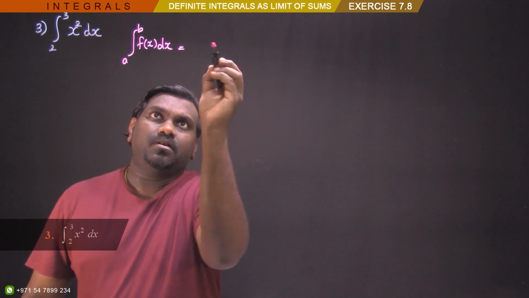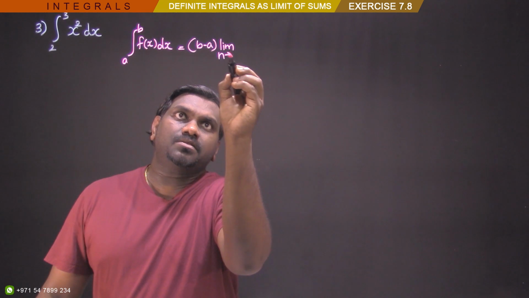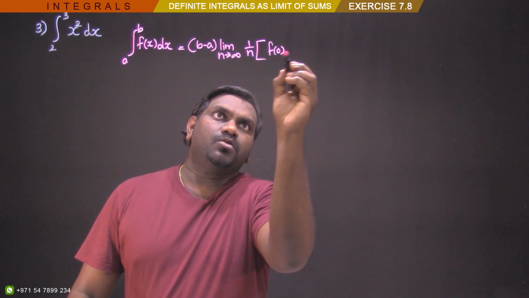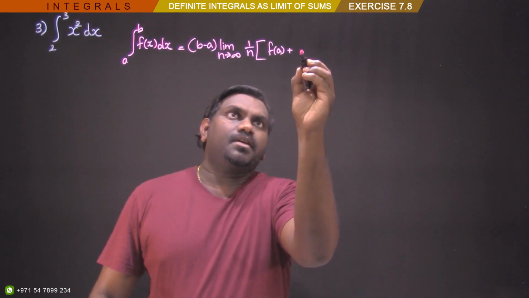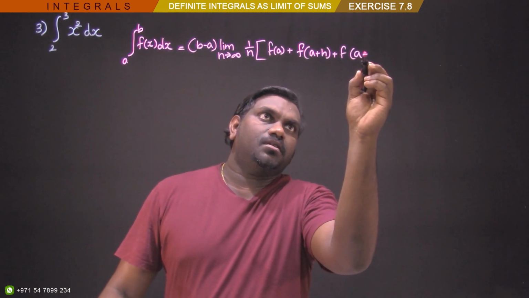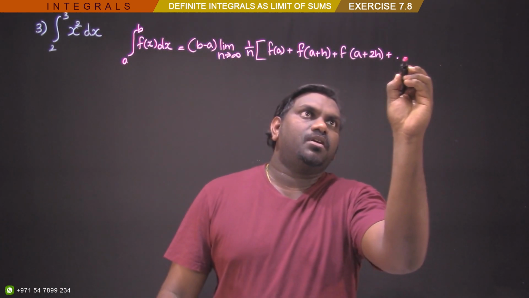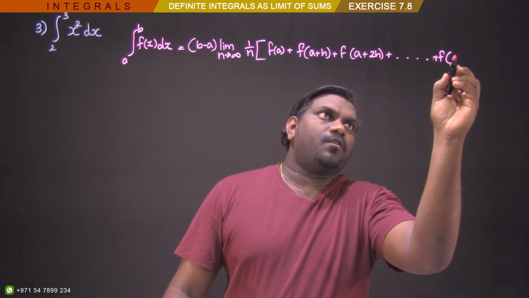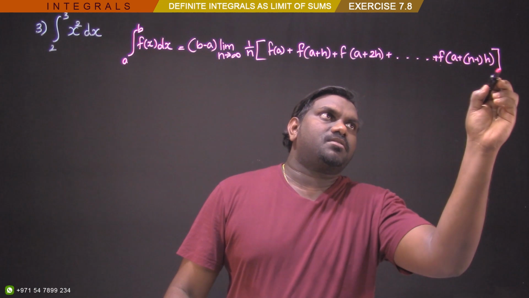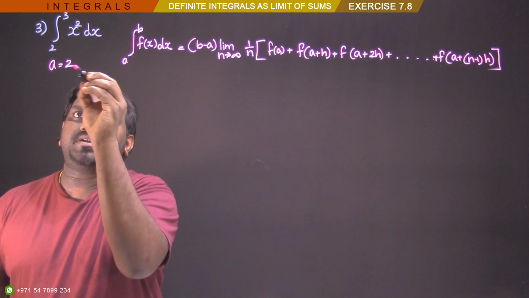What's the formula, or what we know? That is b minus a, limit n tending to infinity, 1 by n into f of a, plus f of a plus h, which is the second point. The third will be f of a plus 2h, and as it goes on, it goes till f of a plus n minus 1 into h, which is the last term. So this is what we know.